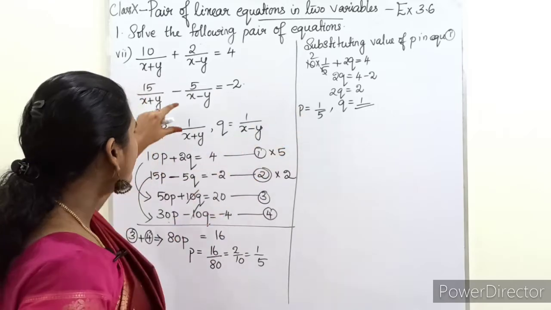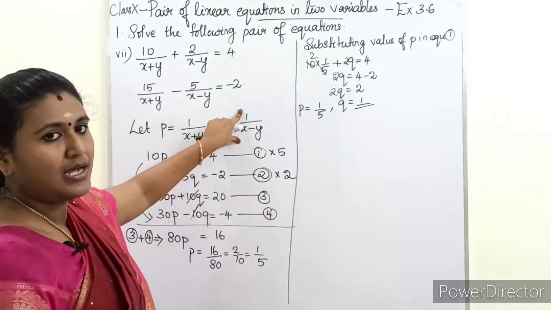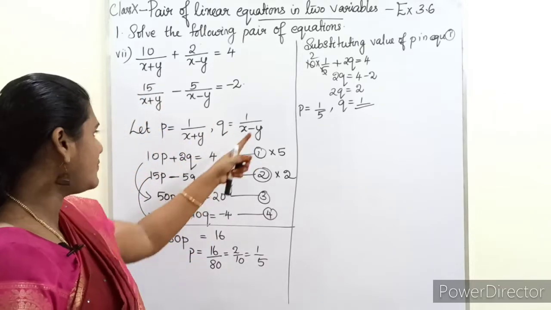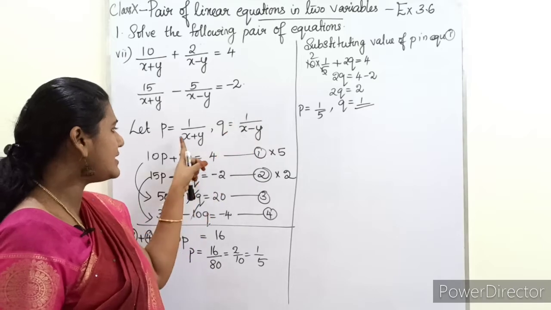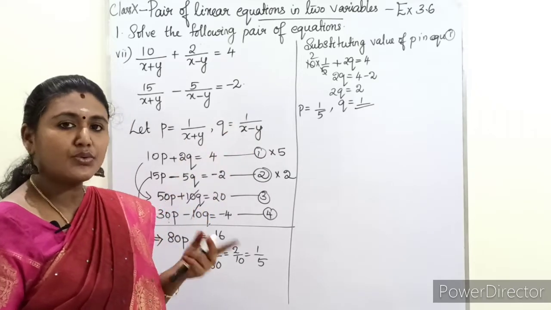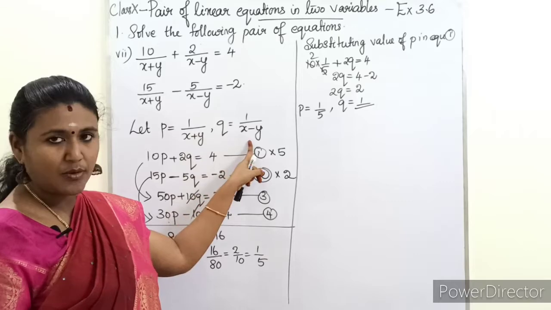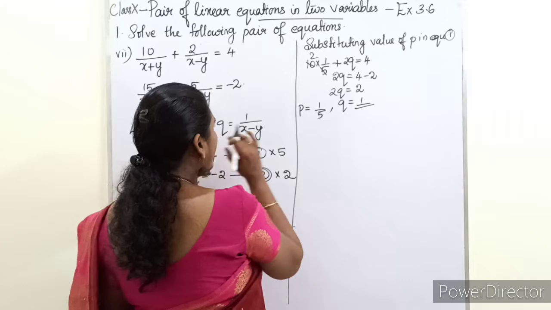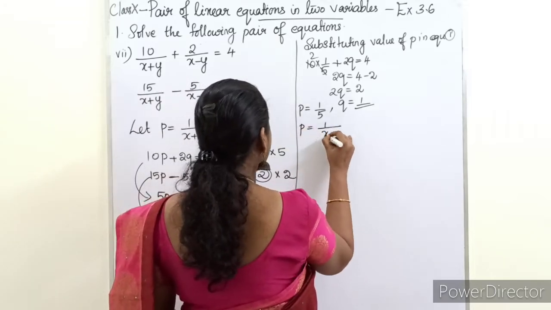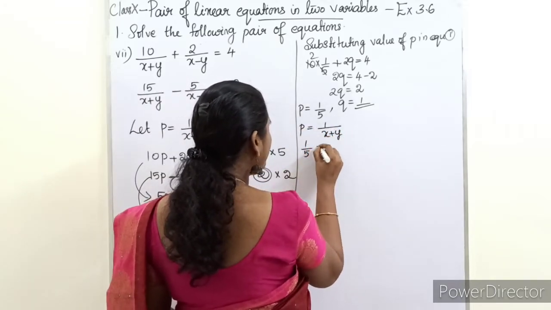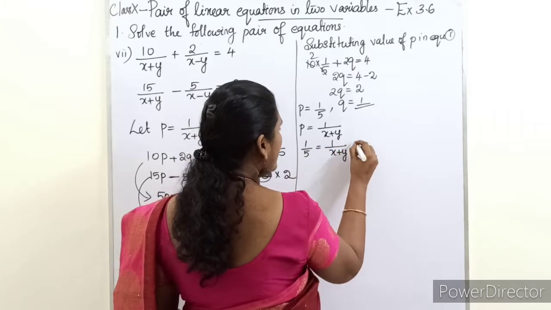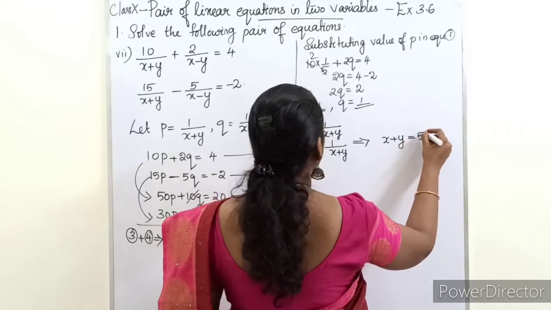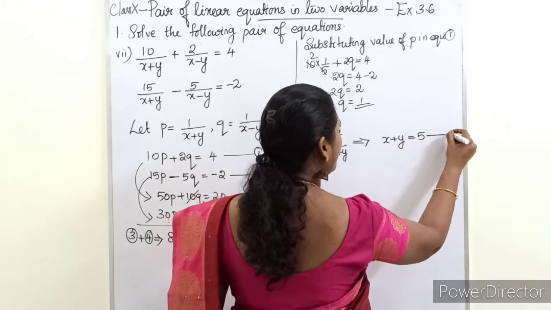Now these values we will substitute in this equation. And again we will get two linear equations in x and y. If you substitute p and q value in this equation, you will get two linear equations in variable x and y. Again you have to solve for finding the value of x and y. So here p is equal to 1 by x plus y. So 1 by 5 is equal to 1 by x plus y, which gives the next equation, that is x plus y is equal to 5. So we will name this as equation number 5.